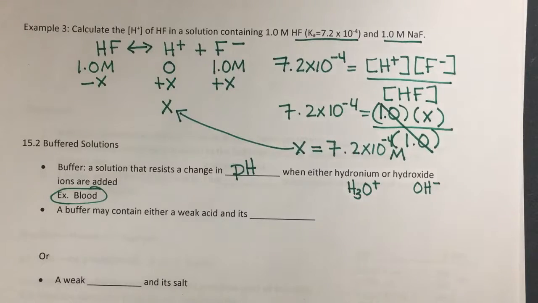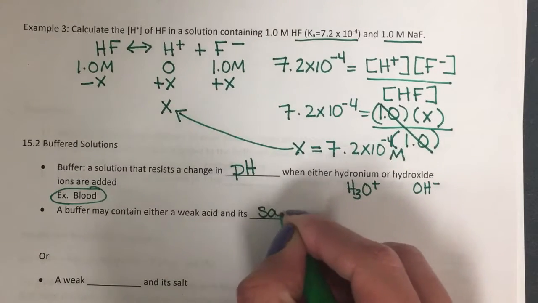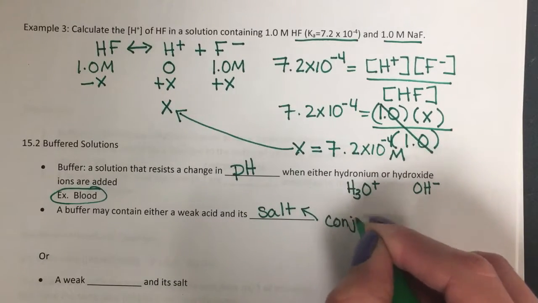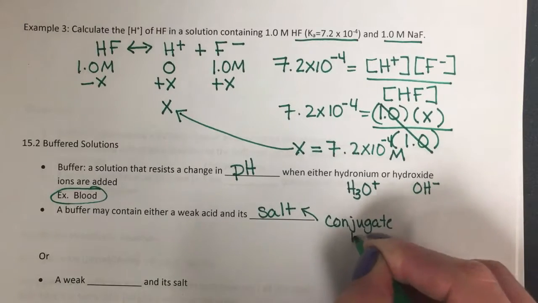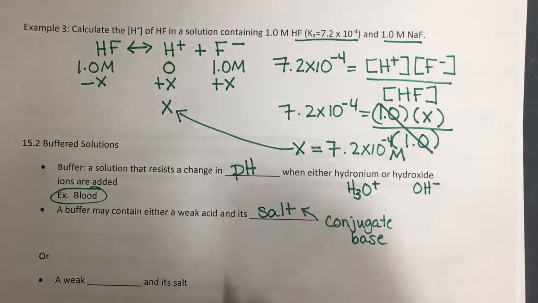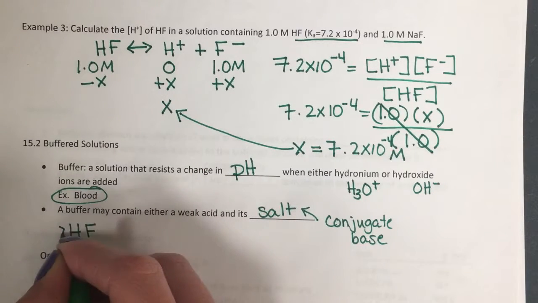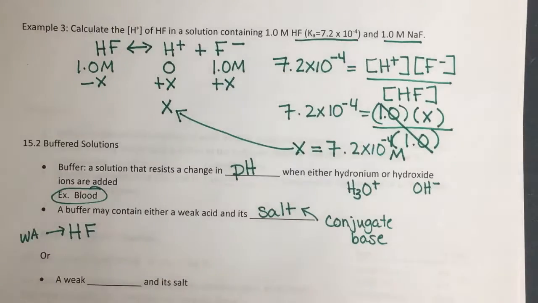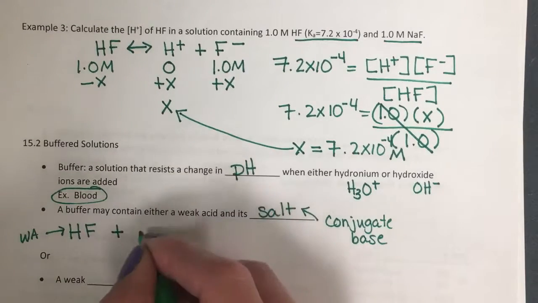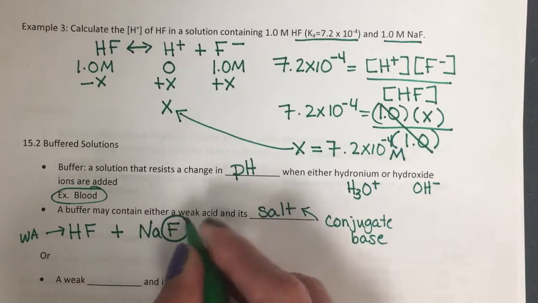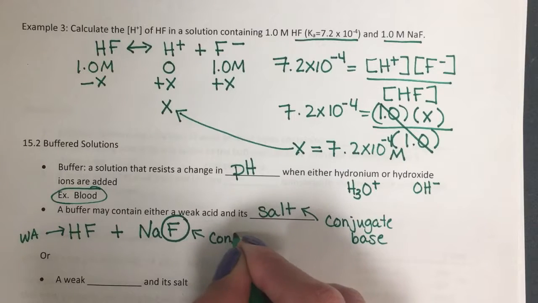Now the way that a buffer works is it's going to have either a weak acid and its salt. Oftentimes you'll hear me call this the conjugate base. So an example is one we talked about before. I can have HF, which is my weak acid, and if I add NaF, that's its salt, the F minus is the conjugate base.